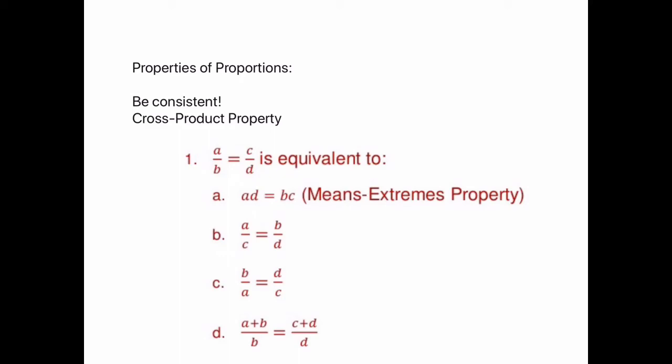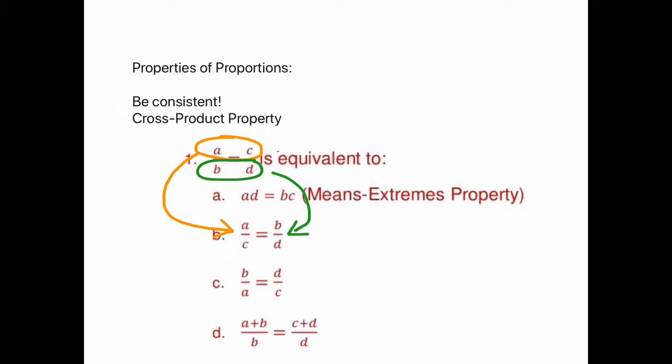So the cross product property is the most important property of proportions. The cross product property is also called the means extremes property. And then the most important thing to remember about properties of proportions is that you need to be consistent. So for example, we're going to start here with a over b equals c over d. And there are different ways that you can manipulate those two fractions that still make it equivalent. So for example, we can take the reciprocal of a over b and turn that into b over a, and then we have to take the reciprocal of the right-hand side as well, and c over d becomes d over c, and that's one property.